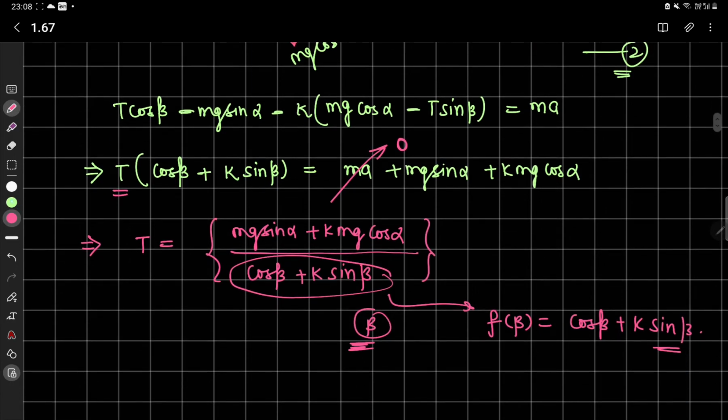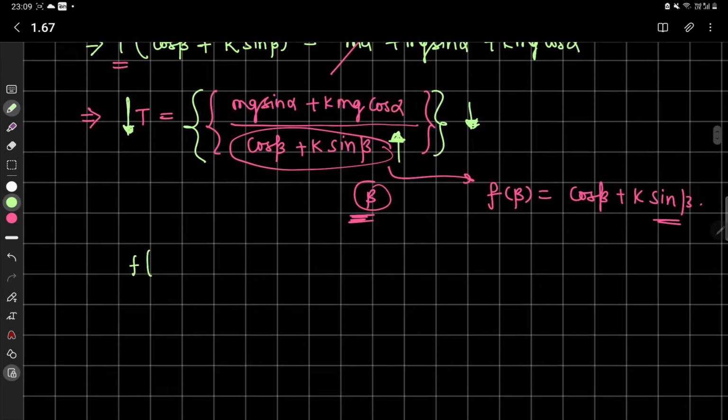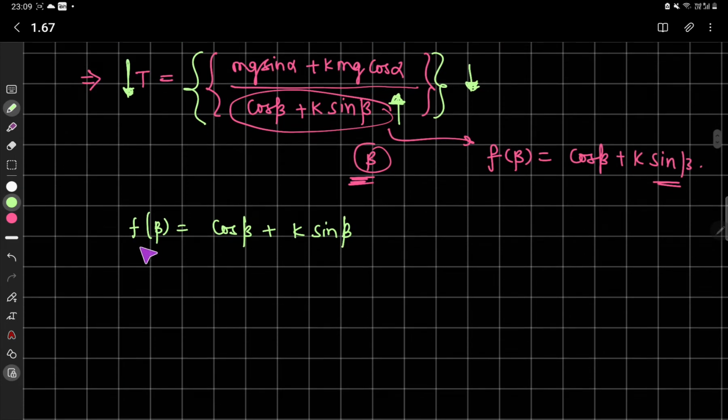Now we want to minimize this particular tension force. For that we have to maximize this particular denominator so that overall we can minimize the tension force. So let us write f of beta is equal to cos of beta plus k times sine of beta. In order to maximize this function, let us differentiate it. We can write df upon d beta is equal to minus sine beta, that is the differentiation of cos beta, plus k times cos of beta, that is equal to 0.